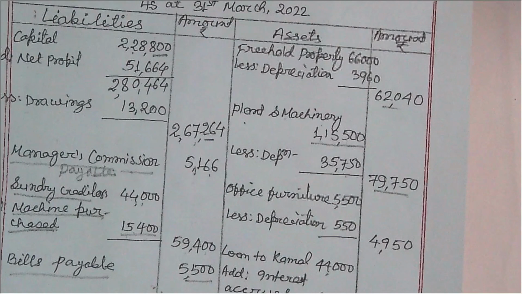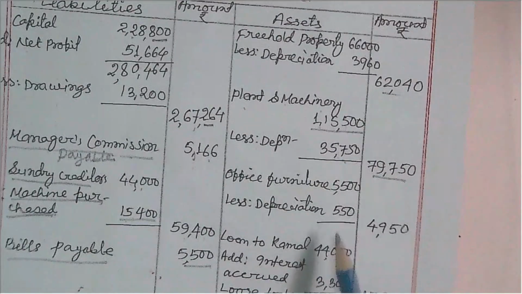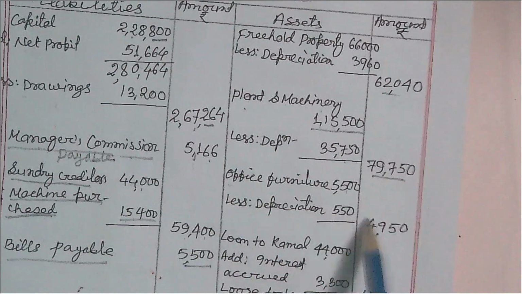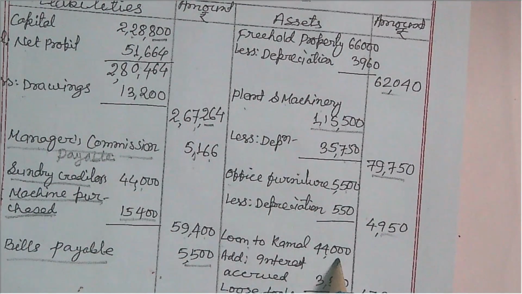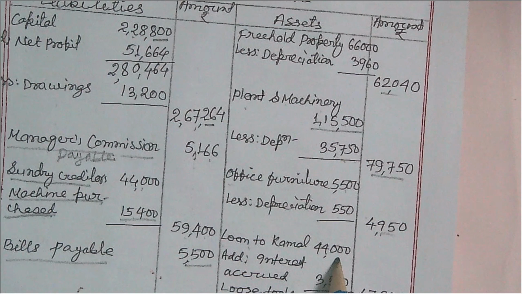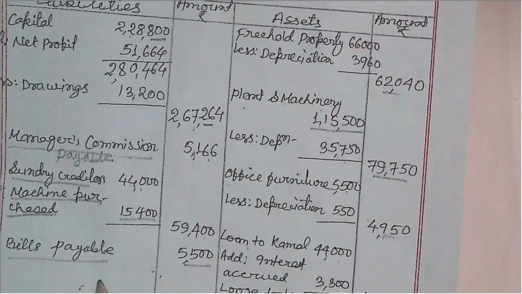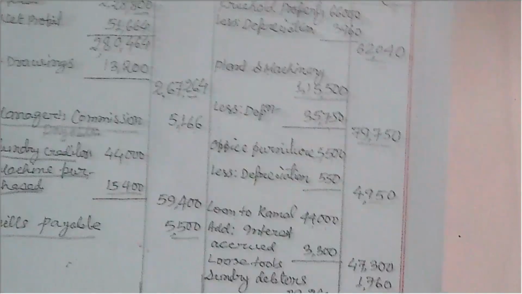And total amount of depreciation 35,750 minus it, 79,750. And office furniture, here it is an asset. This is office furniture minus depreciation. Loan to Kamal, loan is given to somebody. When loan is taken, it is a liability. When loan is given, it is an asset.